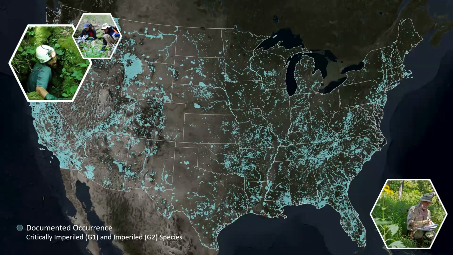Here you see a map showing element occurrences, or referred to as EOs, of species that have been ranked either critically imperiled G1 or imperiled G2. The blue areas on the map are areas that have been visited, assessed, and documented over the last 50 plus years by our network of species biologists in collaboration with other conservation partners using standard EO mapping methods. EOs represent areas of high conservation value that contribute to the long-term persistence of the species or ecosystem that is mapped. EOs are standardized to have consistent taxonomy and consistent mapping methods across their range.